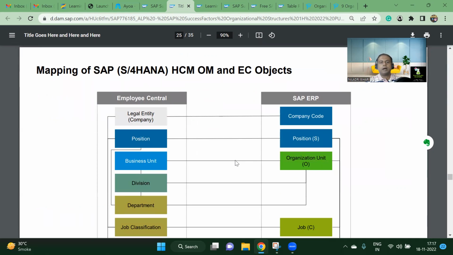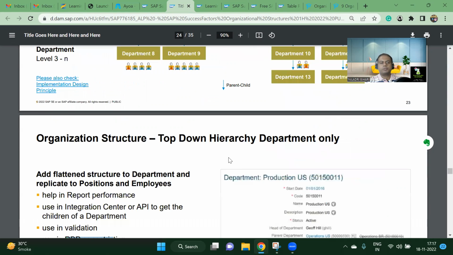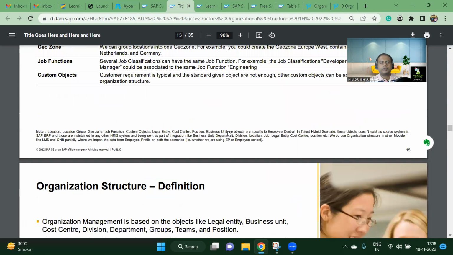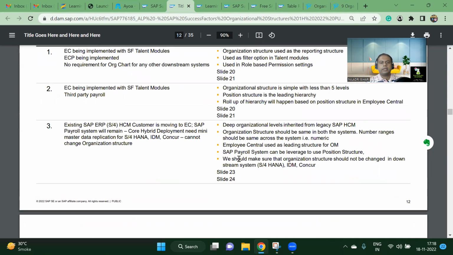So after understanding these three different options we have talked about, let's go back to the structure we were discussing. Here again, these cover all three options, right? There are different scenarios.